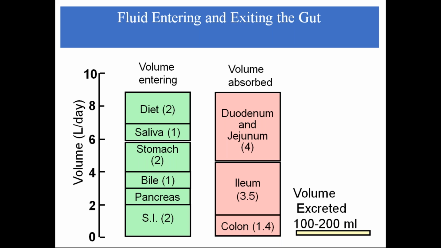इसी तरीके से you have a balance in the GI system also, how much volume of fluid is entering the gut and how much of it is leaving the gut. So basically this is showing you the fluid balance in the GIT, and it is only about 100 to 200 ml of fluid, this is the volume which is excreted out in the feces.